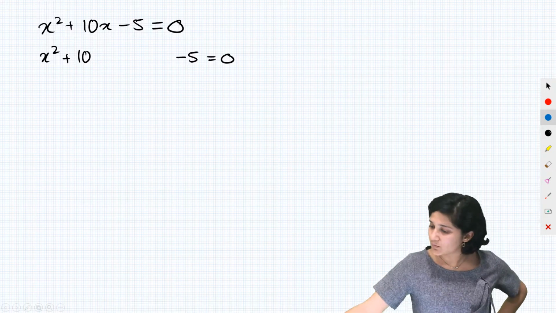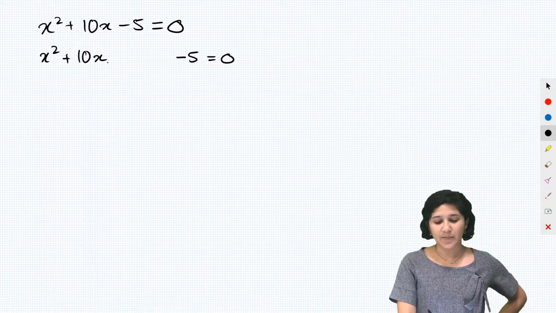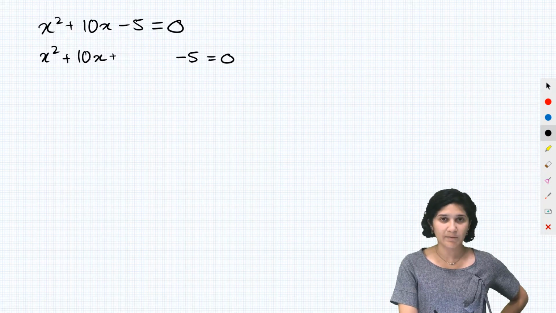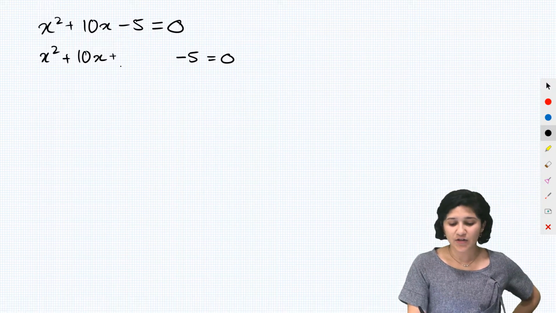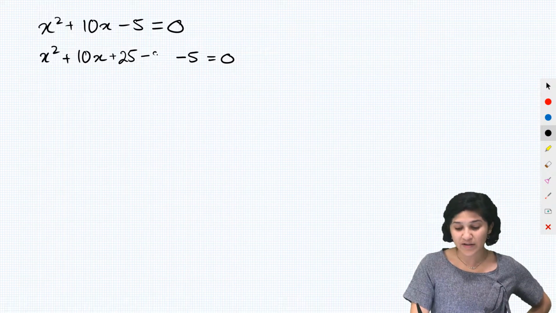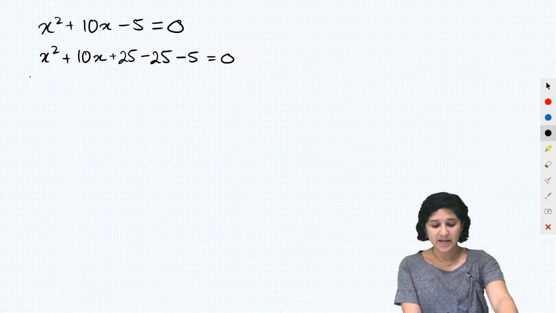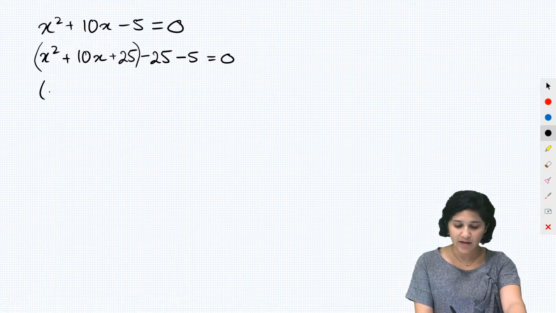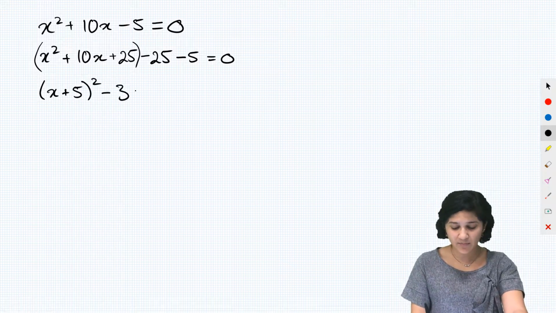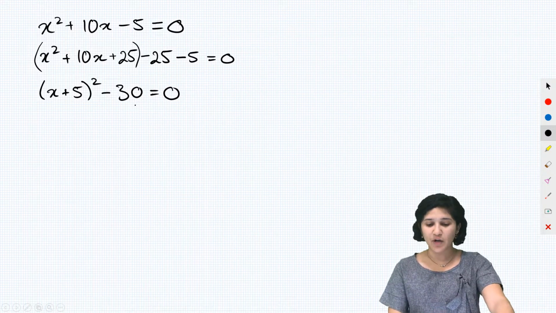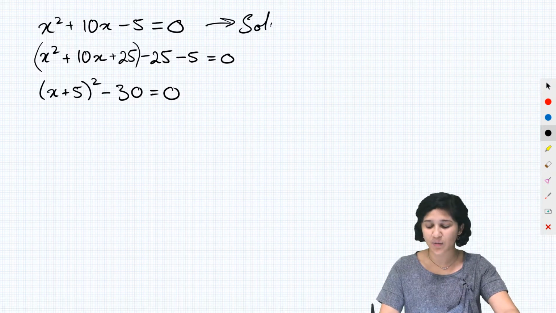And this time, so 10x there. And this time I have to think, what do I add here to complete the square? So this is 10. So half of 10 is 5. So this must be 25 or 5 squared. Alright? So I go plus 25 minus 25. And so I've got a perfect square here. And I end up with x plus 5 squared minus 30. Alright? So that's now in the vertex form, but I'm not done yet because I wanted to solve this equation.